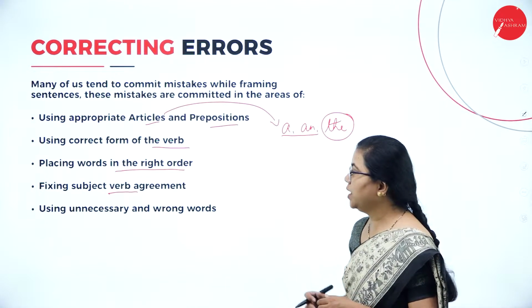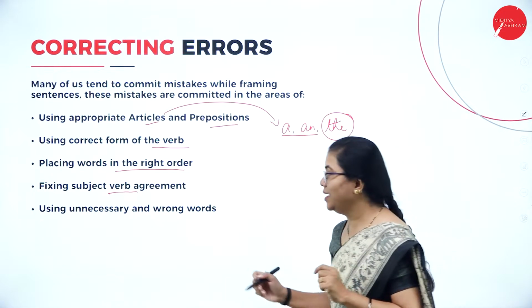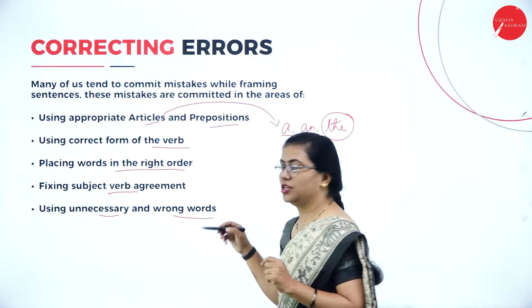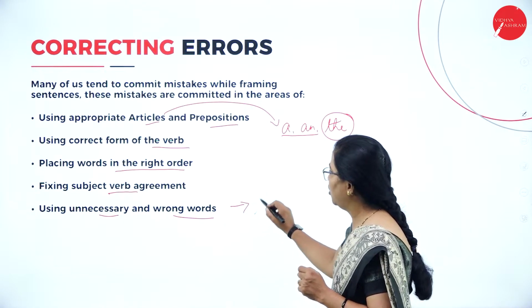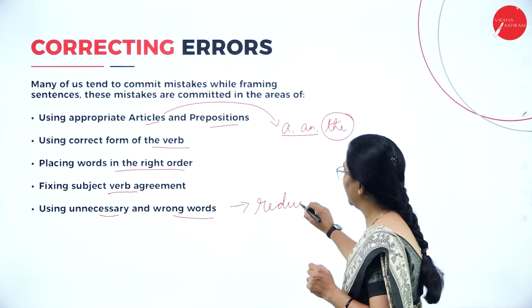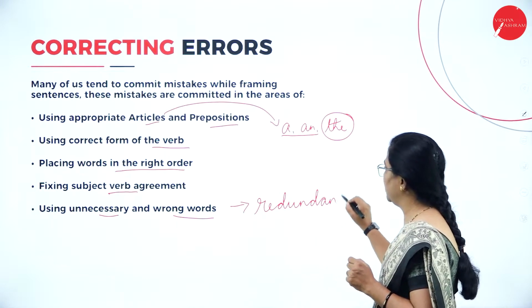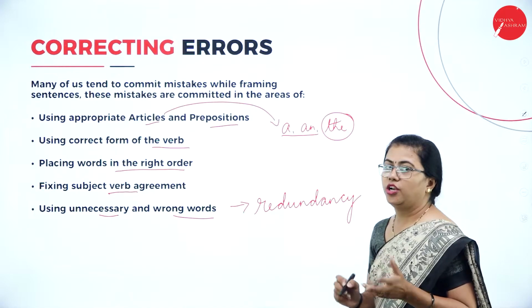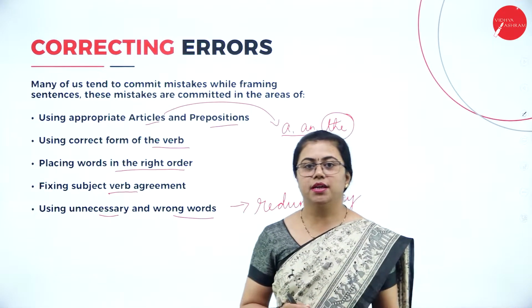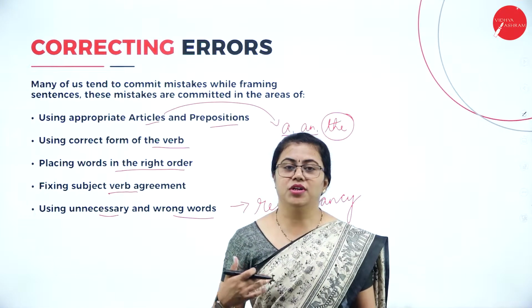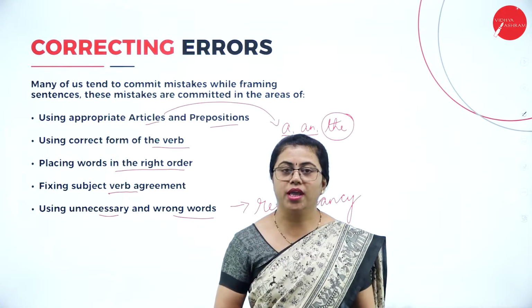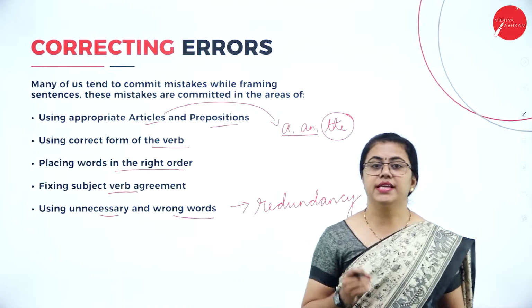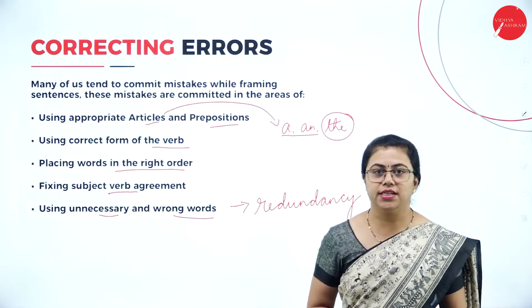The next one, we also tend to use unnecessary and wrong words. This is called the unnecessary use of words, or redundancy. Redundant words we use, right? That one we need to avoid in order to make our sentence better. Redundancy means the words that give the same meaning, and those will be used in sentences. Let us see a few examples and understand how to correct the sentences.